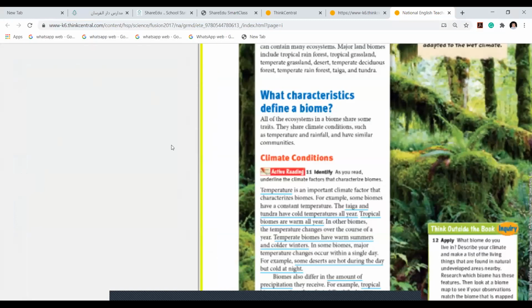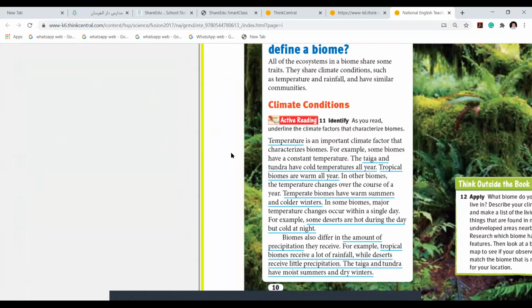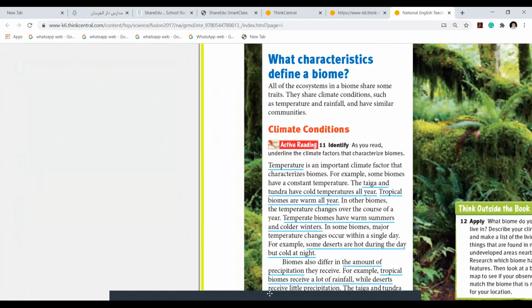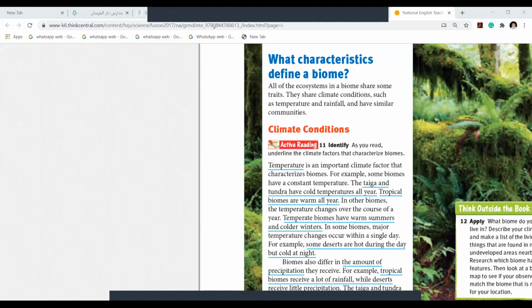What were the different biomes, girls? I will not show you the page. You will tell me. It was T something. If you remember, it was T. The grass. Desert was there. And then tundra and taiga was there.